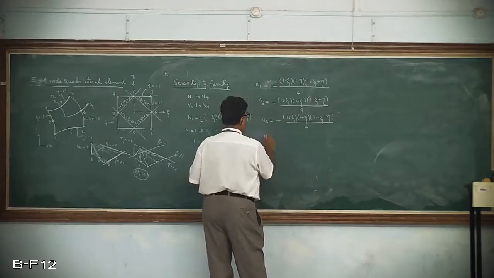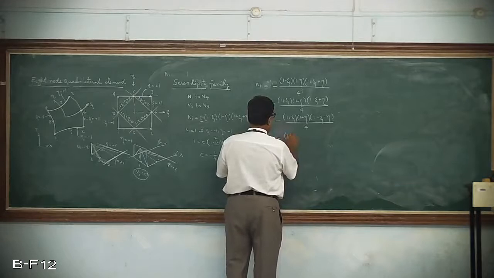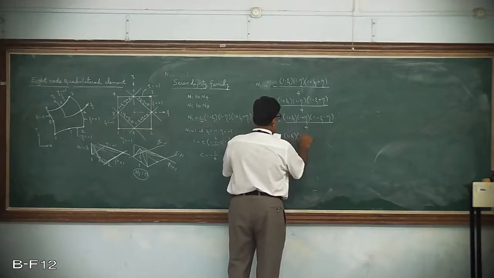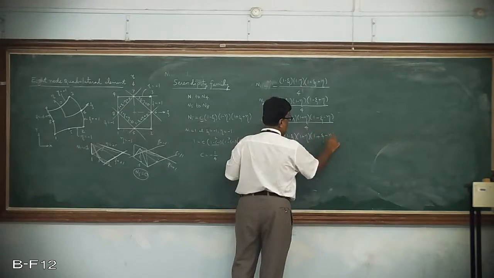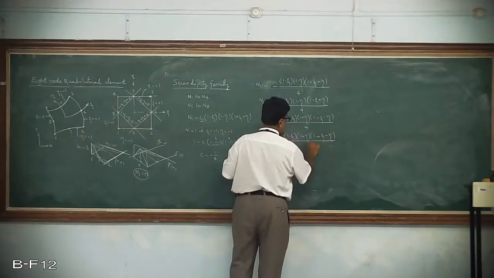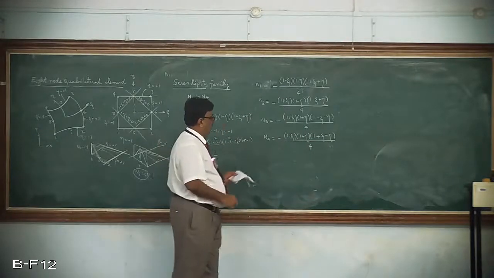And in a similar form, n4 is equal to minus 1 minus zeta, 1 plus eta, 1 plus zeta minus eta upon 4. So this is going to be what is going to be this one.